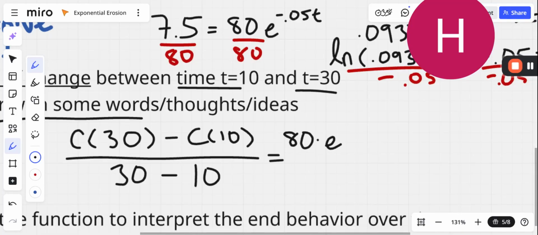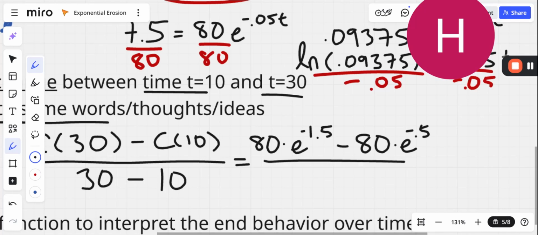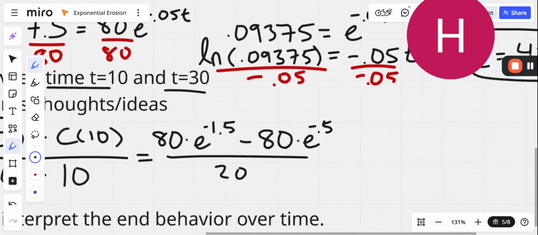It's going to be negative 1.5. Oh, sorry, times 30, so 1.5, silly. And then we're going to subtract 80 times e to the, plug in a 10, and we get negative 0.5, all over 20. Now, of course, we're going to need a calculator for this because powers of e are not very nice for us to do by hand.